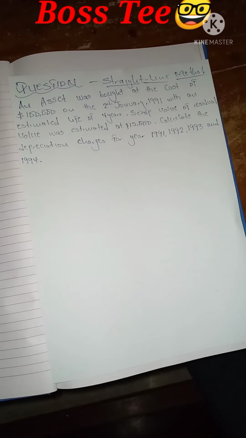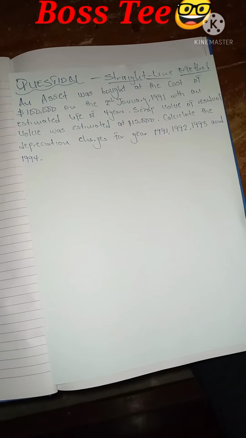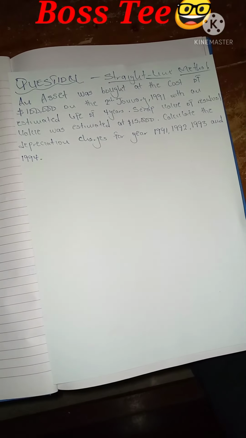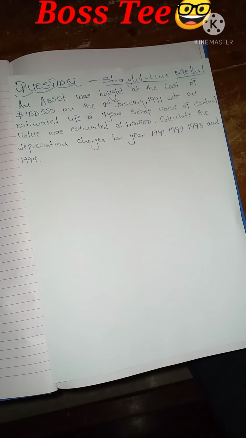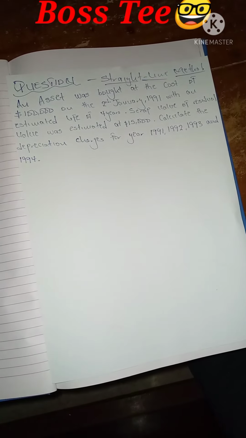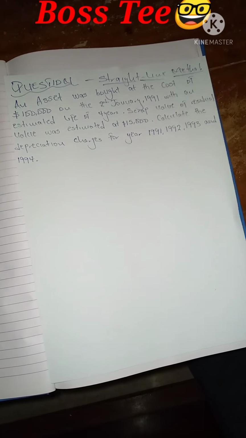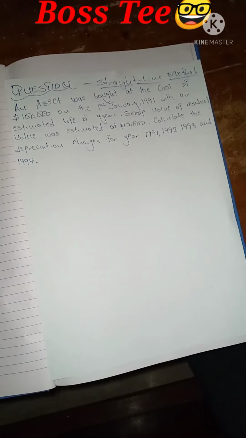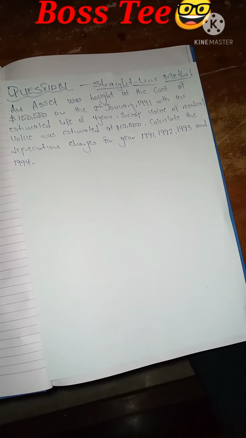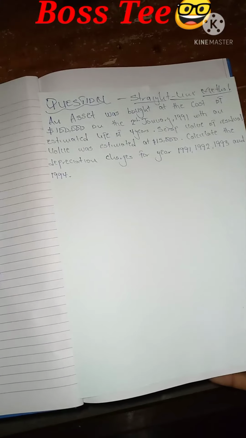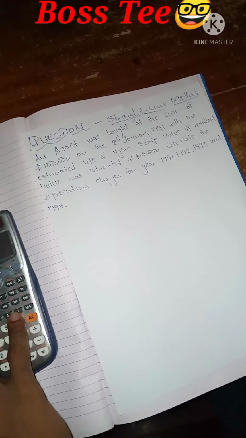Okay, we look at the question. It says an asset was bought at the cost of $100,000 on the 2nd January 1991 with an estimated life of 4 years. Scrap value or residual value was estimated at $15,000. Calculate the depreciation charges for the years 91, 92, 93, and 94. Good. At this point, we are to calculate the annual depreciation.